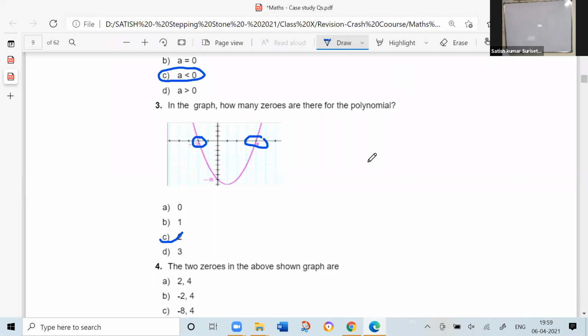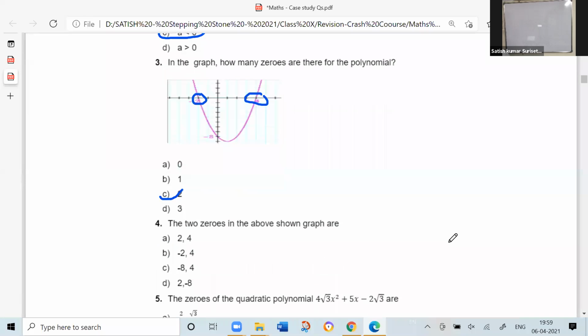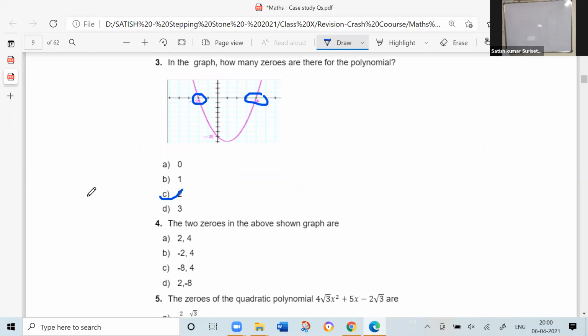Now observe the figure. The 2 zeros in the above shown graph are, what are those numbers? Are you able to see or do you want me to erase this? Sir, B. Option B, sir. Correct. Option B. Good. -2 and 4.